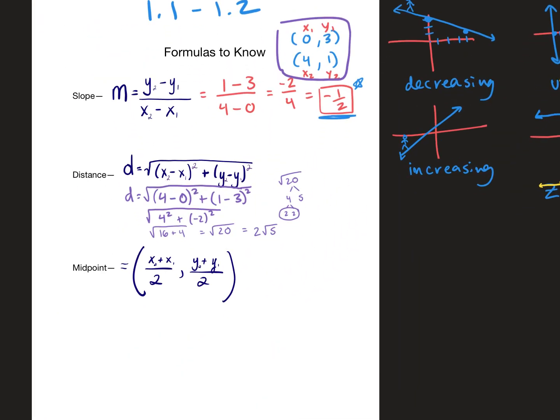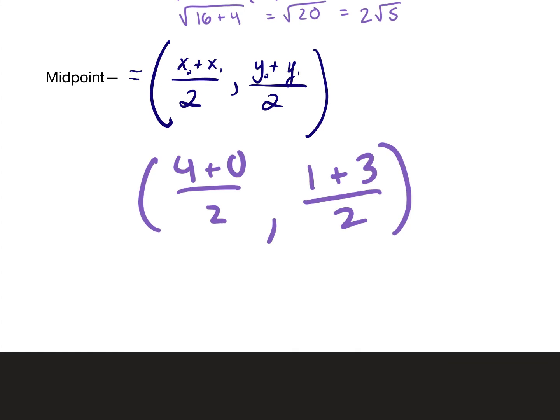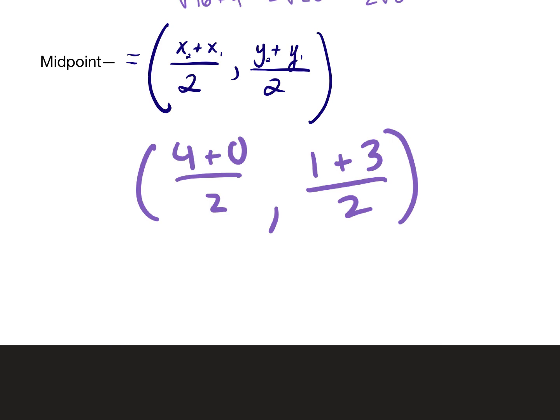So again, using these points, I'm going to plug in x2, x1, y2, y1. So my x2 is 4, x1 is 0, divided by 2. y2 is 1, y1 is 3, divided by 2. So I'm essentially just finding the average of the x's and the average of the y's. That's how we find the midpoint.